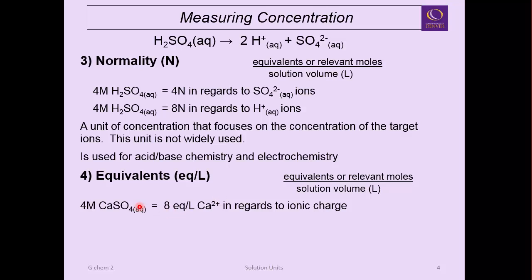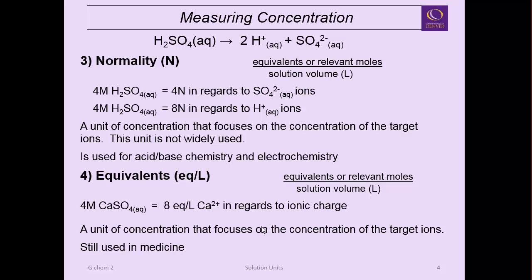So in total, when you dissolve calcium sulfate and you had 4 moles of it for every liter, you basically would be releasing 8 equivalents in regards to positive charge. It's still used in medicine. You may talk about equivalents if they're talking about ionic strength, or they're talking about charge in regards to osmotic pressure, or maybe even just the buildup of electrical energy from individual ions.